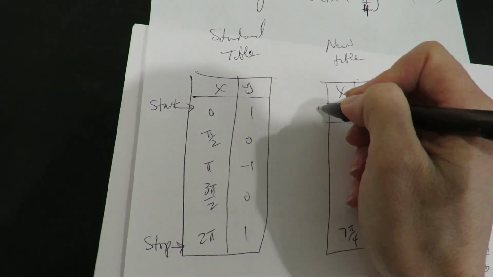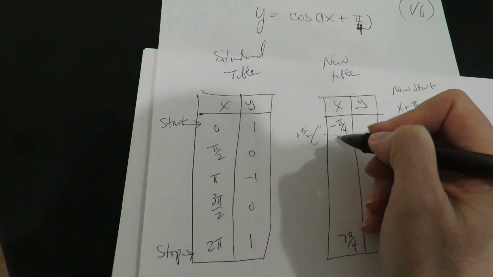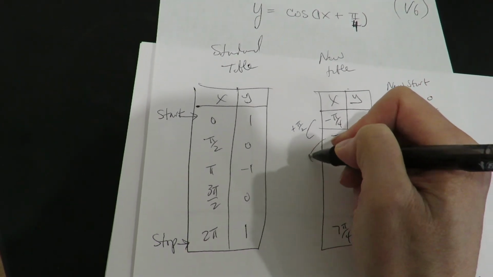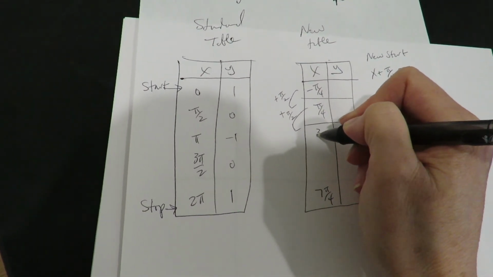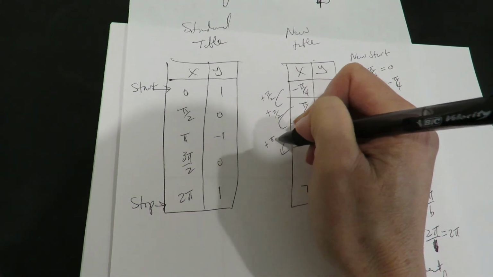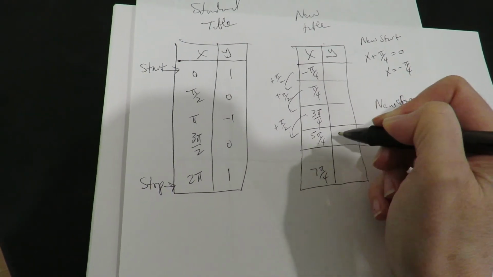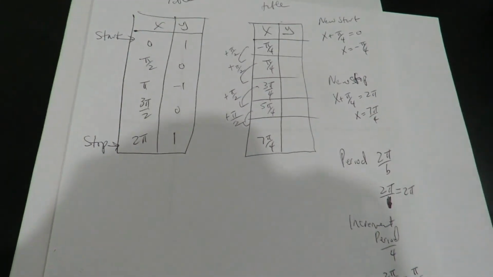So for me to get to the next value, I have to add pi over 2, because that's the increment, that's the jump. So if I add pi over 2 to this, I get pi over 4. I jump again by pi over 2. If I add pi over 2 to this, I get 3 pi over 4. I add pi over 2 to this, I get 5 pi over 4. If I add pi over 2 to this, I get 7 pi over 4.